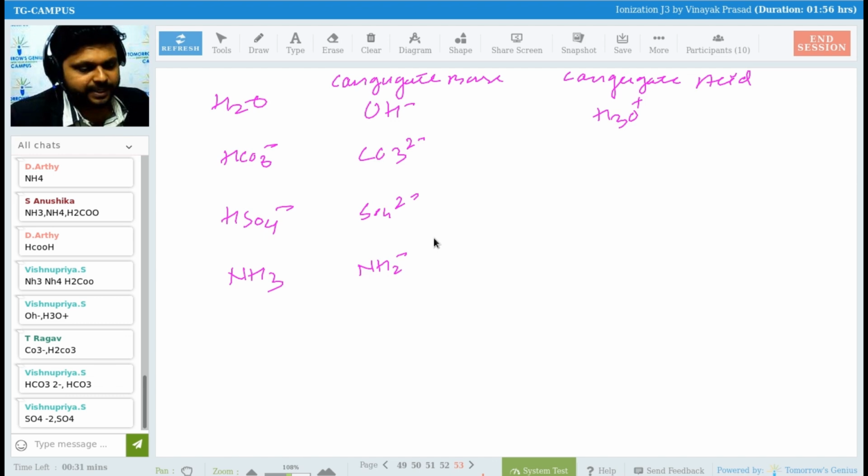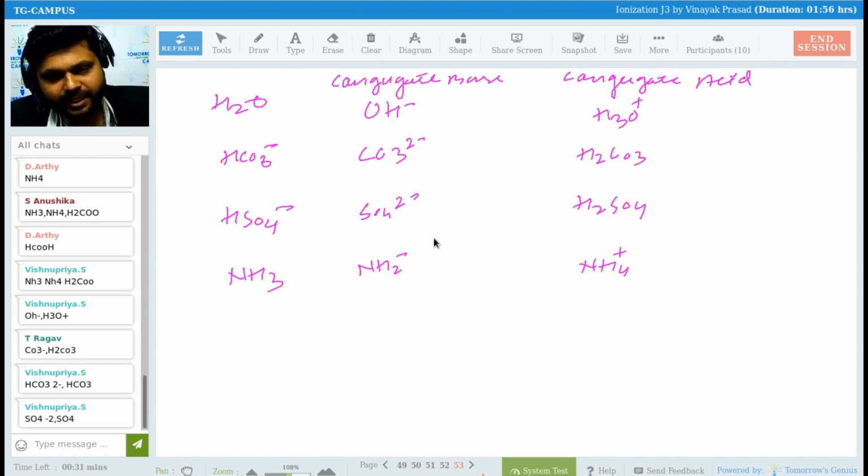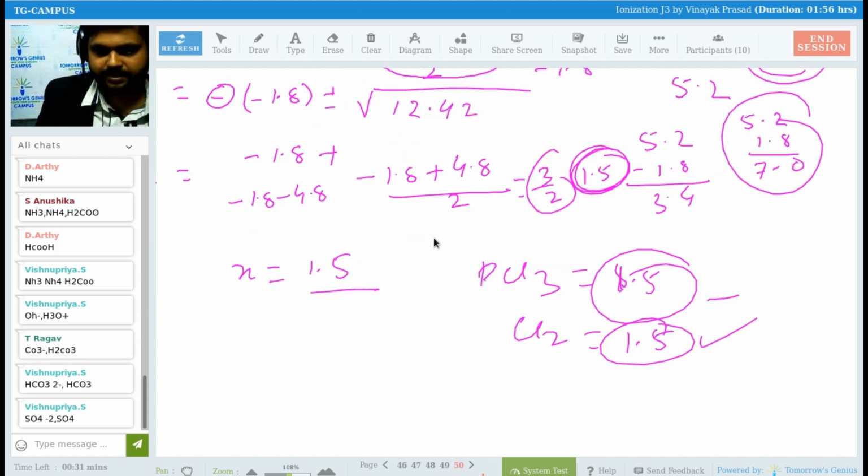And in case of HCO3 minus, so what you will be writing for this? H2CO3, right? Any problem till here? For this you know H2SO4. And for this NH3, what will you write? So NH4 plus, guys. Yes, everyone. Is there any doubt till here? No doubt? Okay. Now we are going to start with another thing, that is Lewis acid and Lewis base.